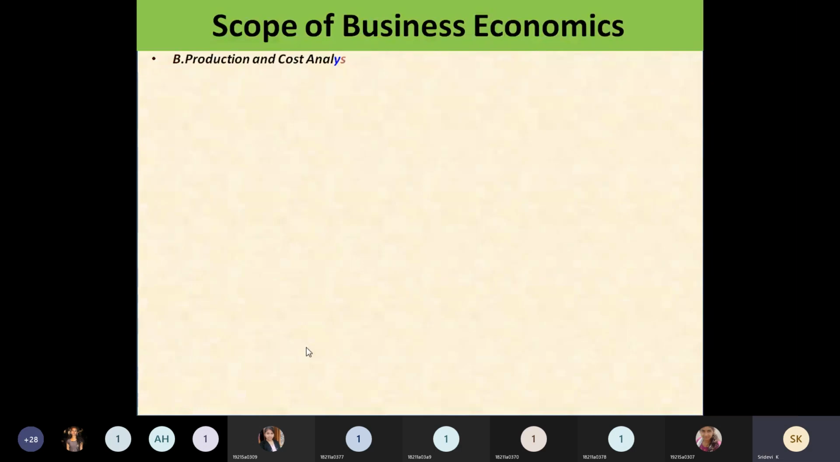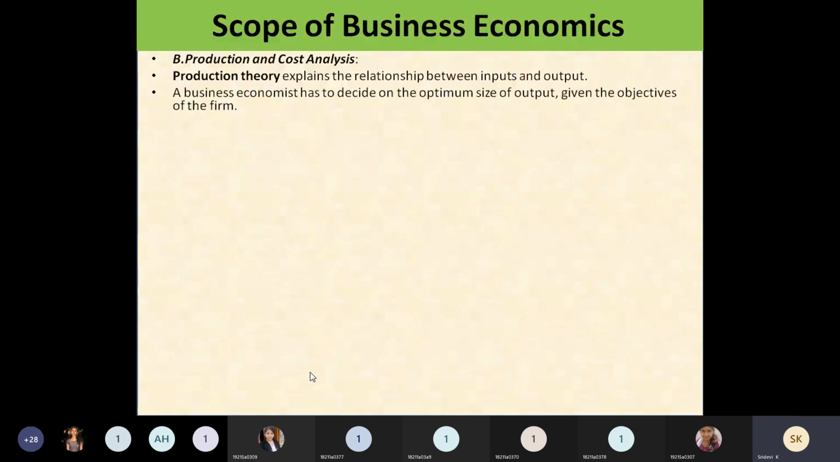Another decision area where you can apply this is production analysis and cost analysis. Production theory means nothing but how the inputs are going to be. You need to bring change in the inputs and see how that is going to affect the output. That you are going to discuss in detail in this production theory. We have different economic theories which were created, and each theory will explain to what extent the inputs are changed and how it is going to affect the output of your product.